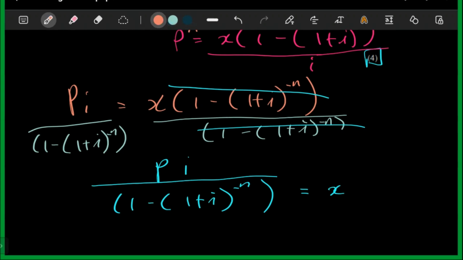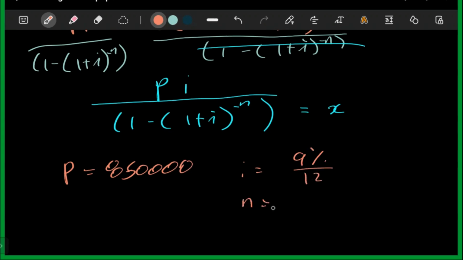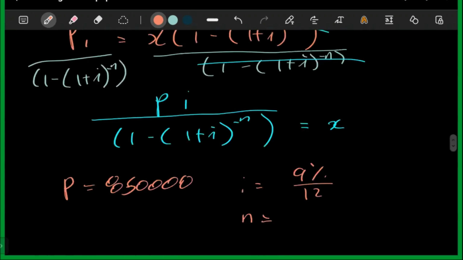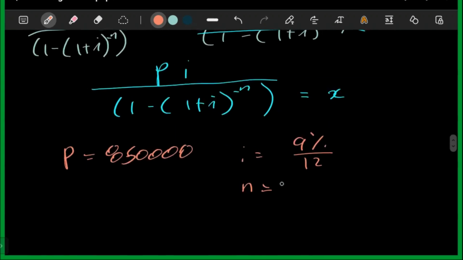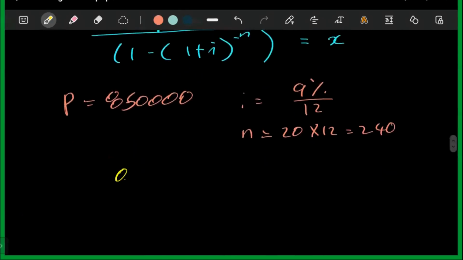So in our case here, the money borrowed is the entire 850,000. That's P. Interest, they told us it's 9%, so 9% compounded monthly, remember? And they said it's over 20 years. It's 20 times 12, which is 240. Those are our values that we're going to throw into our formula. So let's just throw them into the formula. So 850,000. This is an IEB paper.